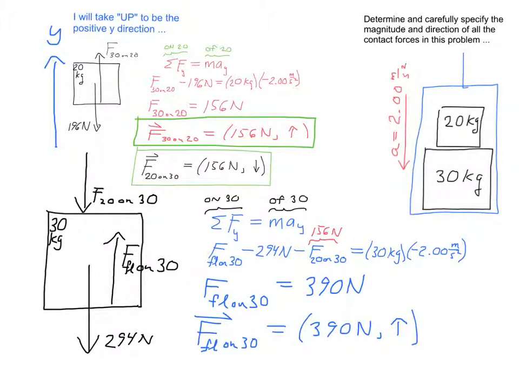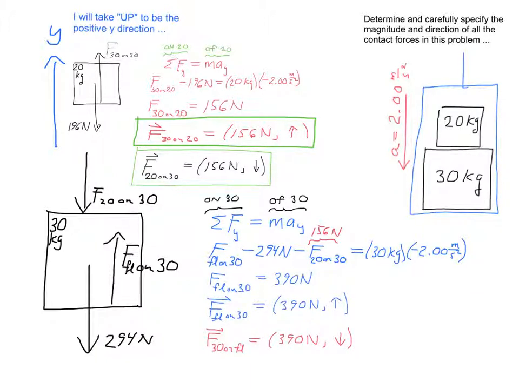The force vector exerted upward by the floor on the 30 kilogram block is 390 newtons upward, just as indicated in the diagram there. Now of course there's a Newton's third law pair to this, which we can write down immediately. By Newton's third law, the force that the 30 kilogram block exerts on the floor must be 390 newtons in magnitude and downward in direction. So here's a Newton's third law pair.